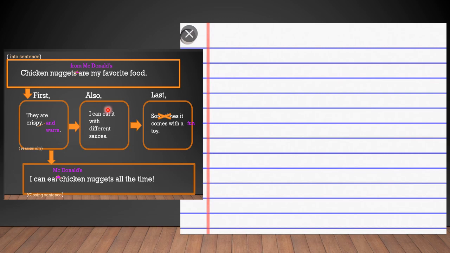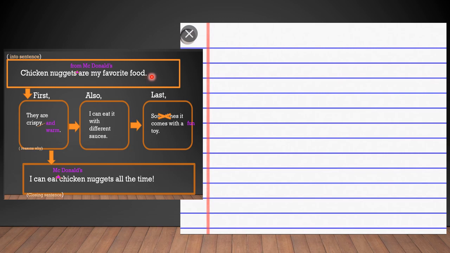So I have my paper here. I'm ready to write. I need to start at the beginning of my flow map with my introduction sentence. So my first sentence should be, chicken nuggets from McDonald's are my favorite food, and then end it with a period. If you notice here in my notes, I also have a capital letter in the beginning. Every sentence starts with a capital letter. Every sentence ends with a period, question mark, or exclamation point.